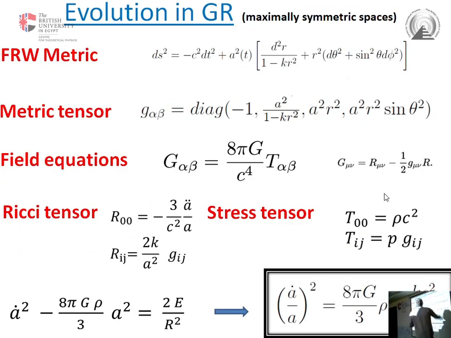Okay, so we needed to put all the stuff in our GR equation. So this is your metric. If k equals 0, this is just Minkowski, but with spherical coordinates.